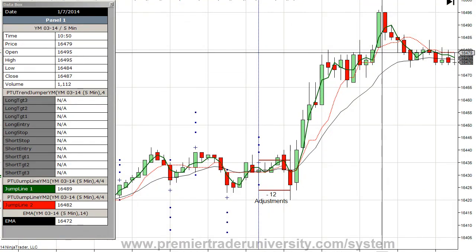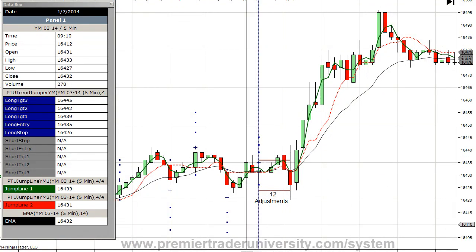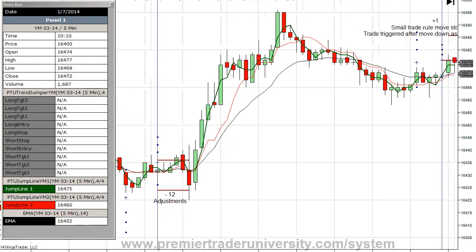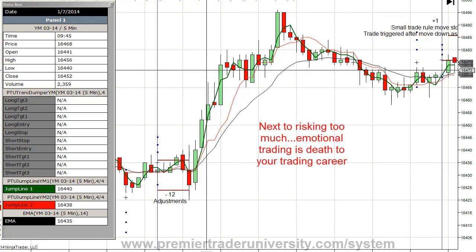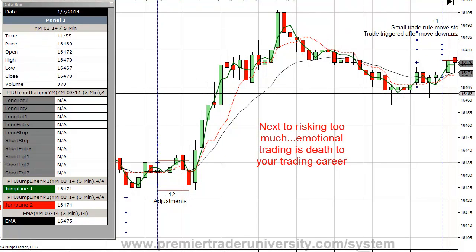And even though it does rip up to the upside, you're not on that trade. That's just how it goes. And that's what happens if you follow the trade plan and follow the rules. It's going to keep you out of emotional trading, where people start buying the highs, buying the highs, buying the highs, and eventually they get bit.